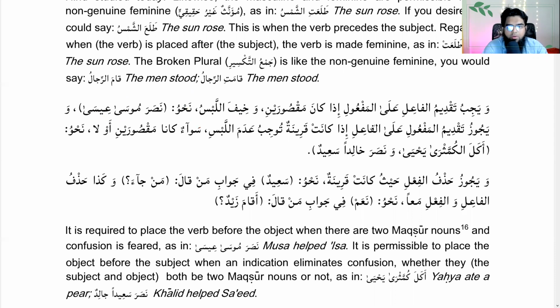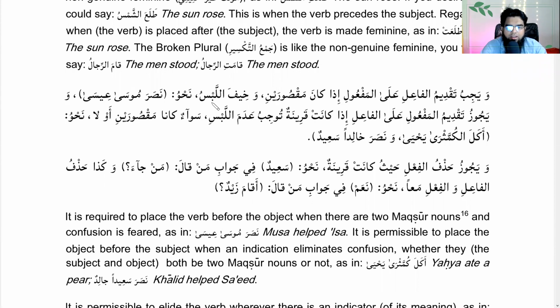ويجوز تقديم المفعول على الفاعل إذا كانت قرينة توجب عدم اللبس سواء كانا مقصورين أو لا. But if there's a qarina, if there's some context, it is permissible to place the object before. So you can place mafoolun bihi before the fa'il also, if there's some context or indication which eliminates confusion, whether they are maqsoor or not.